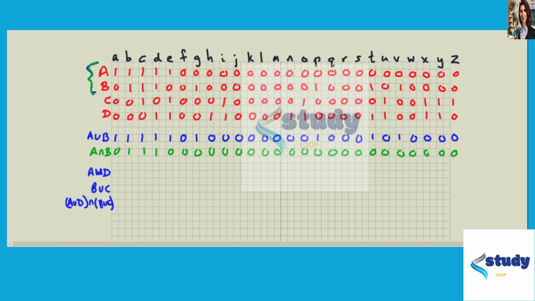So first, A and D. I am looking at the first and the last set of those red lines. Anywhere where either one has a 1: A has a 1 in A, B, C, D, and E, so we're going to put 1s there. D also has a 1 in H, I, N, O, T, U, X, and Y. So everywhere else will be zeros.